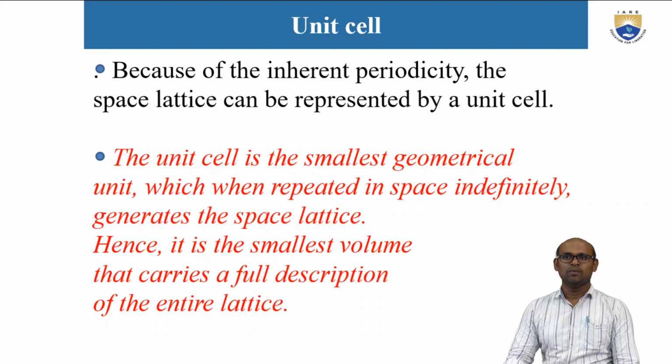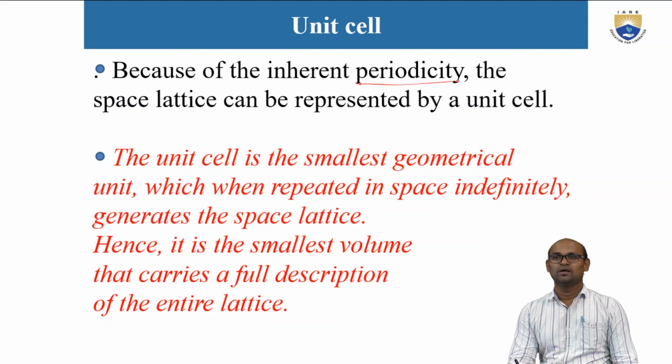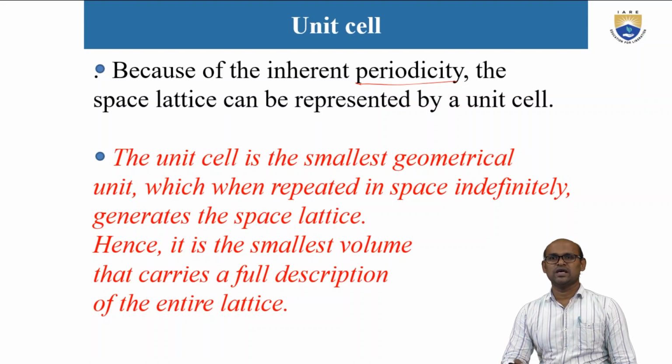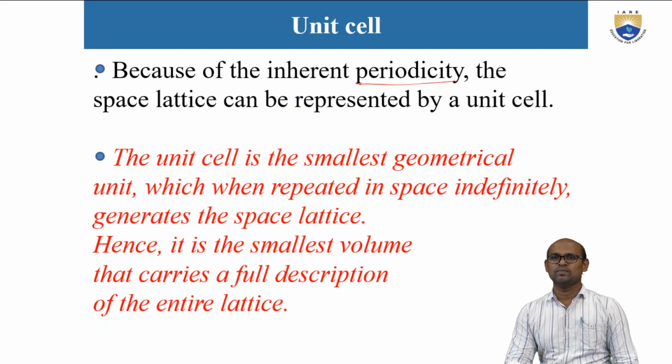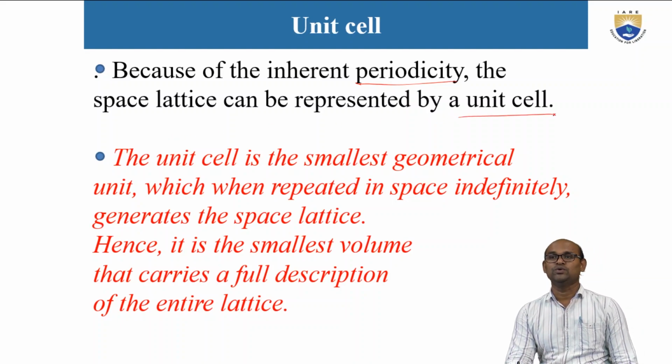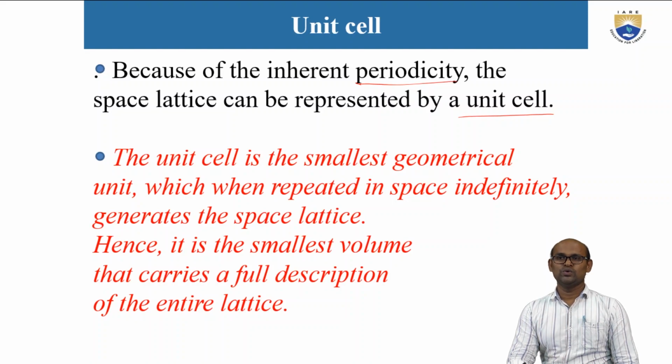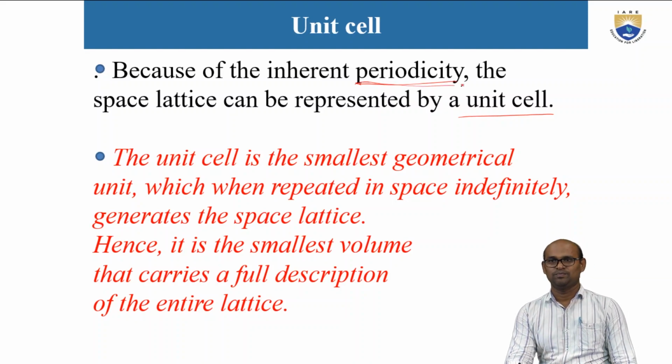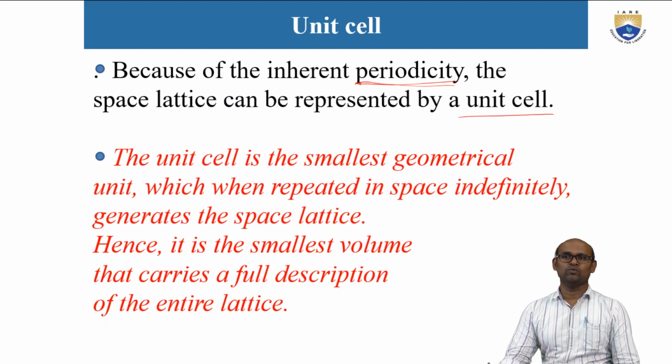Now we are saying that because of the inherent periodicity, if you look at the crystal structure, it is the same everywhere. All the atoms are arranged with the same distance. So there is a regular periodic arrangement of atoms in a crystal. Because of this inherent periodicity of the crystal, the space lattice can be represented by a unit cell. You can use the unit cell concept because in a crystal all the atoms are arranged in a regular periodic manner, so you can define a concept called the unit cell. Okay, let us see.